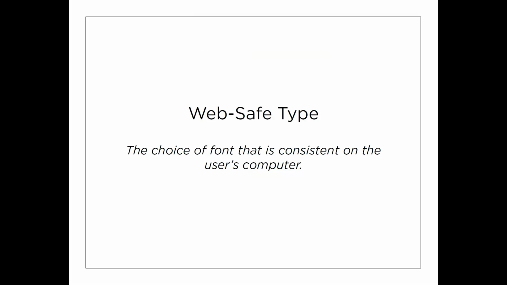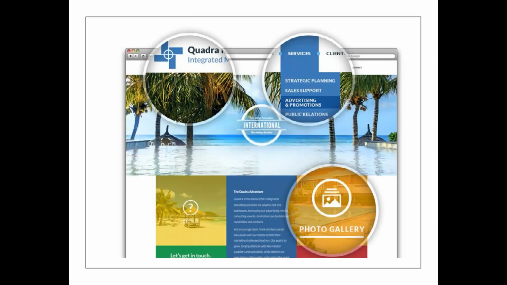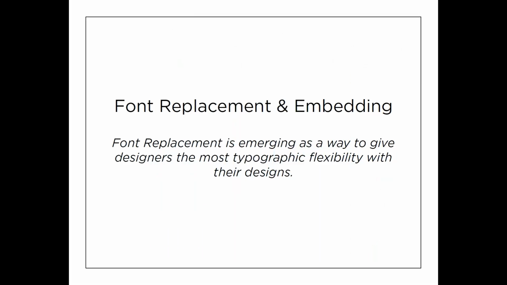Web safe type is a choice of font that is consistent on a user's computer. These are the ones we use, like Georgia or Arial, that are possibly seen on most computers out there. Something that doesn't need to be downloaded or connected to anything outside of what's on the computer.